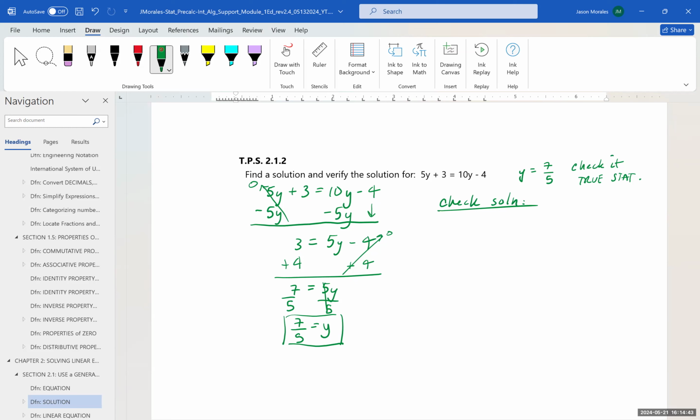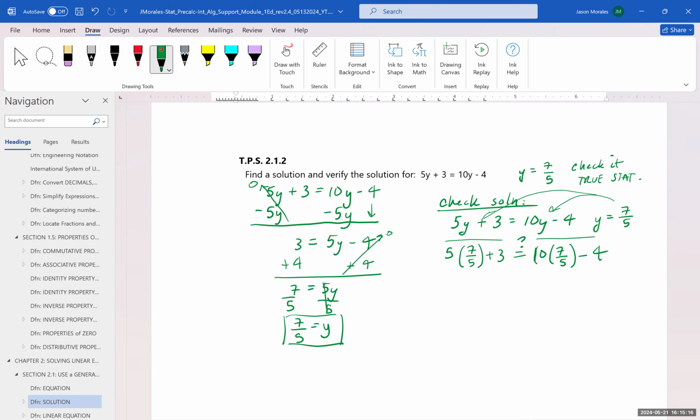All right, so now let's check our solution. We'll use the original one, that's probably best: 5y plus 3 is equal to 10y minus 4. And we found out that our solution was y equals 7/5. So we're going to plug in 7/5 for y in both places and see if everything on the left simplified equals everything on the right.